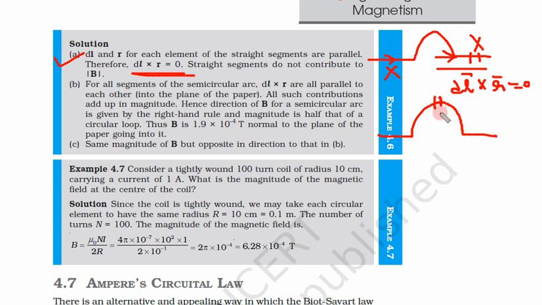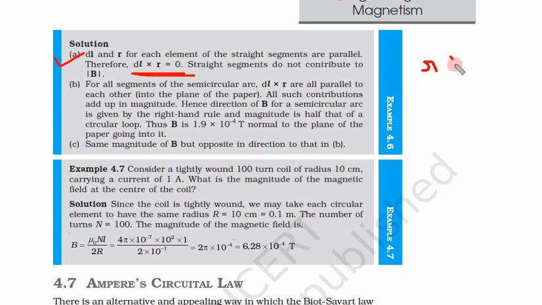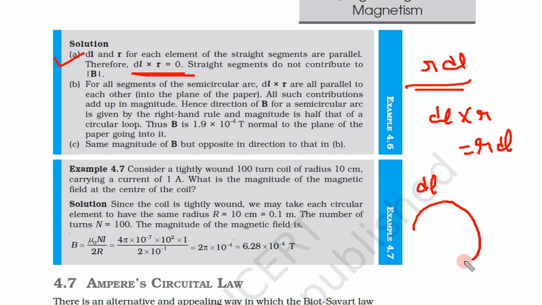Let us take this small part. The radius is in this direction and this curved part is in this direction, so there is an angle of 90 degrees. Similarly, if I take one point here, again the radius is always making an angle of 90 degrees. So all these parts will add. So what we have is R dl. From this, dl cross r is equal to r dl.